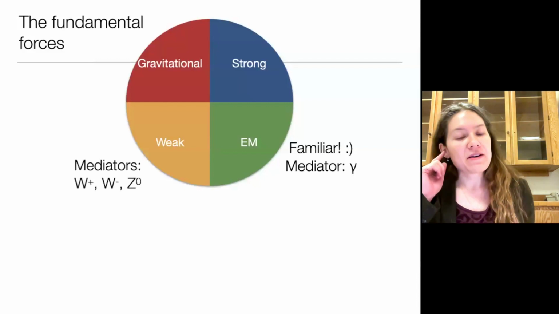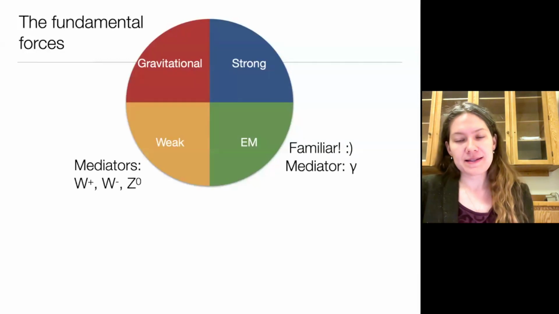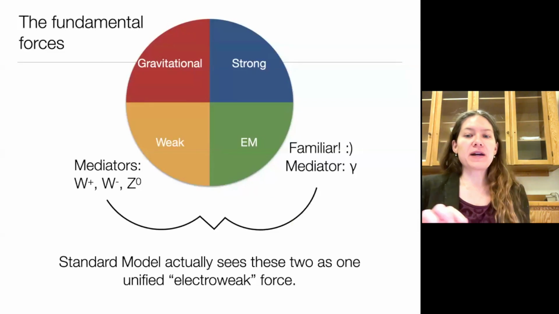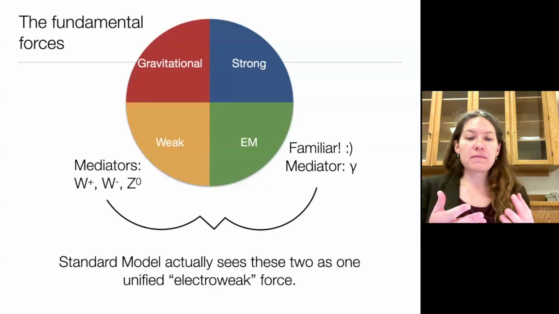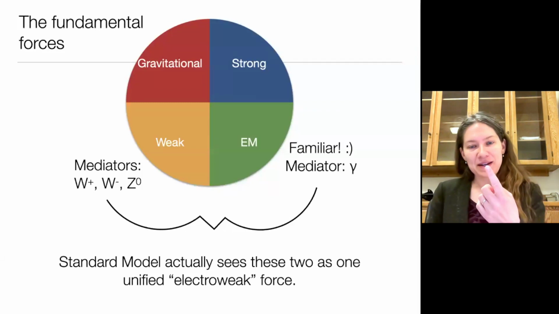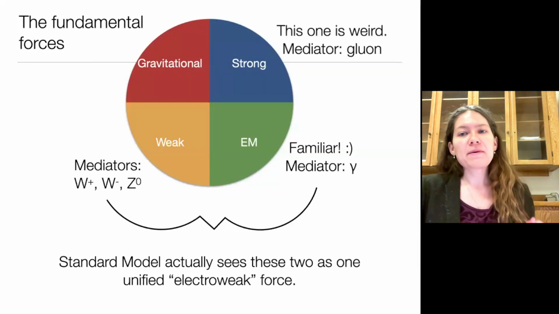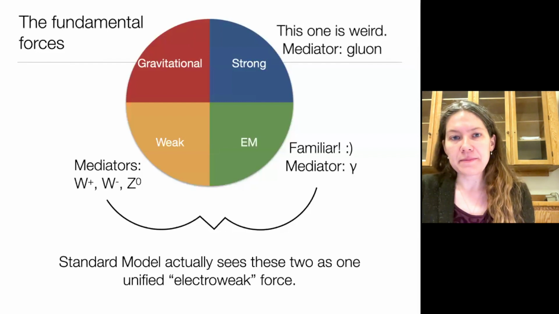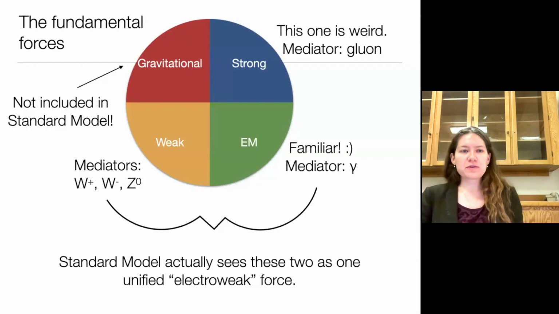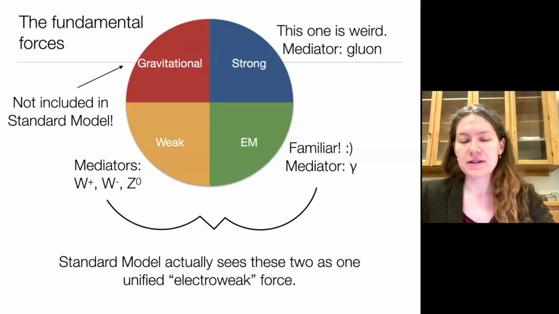Over here, we have the weak force. This is actually mediated by a cluster of bosons, the W's and the Z. And the standard model actually views these two things as united mathematically. On a math level, these are one electroweak force rather than 2 separate forces. Up here, we have the strong force. This one is weird. The mediator for this is the gluon, and we'll talk about it in a moment here. And then the 4th fundamental force is gravity. And this is an interesting exception for us because it is not included in the standard model.